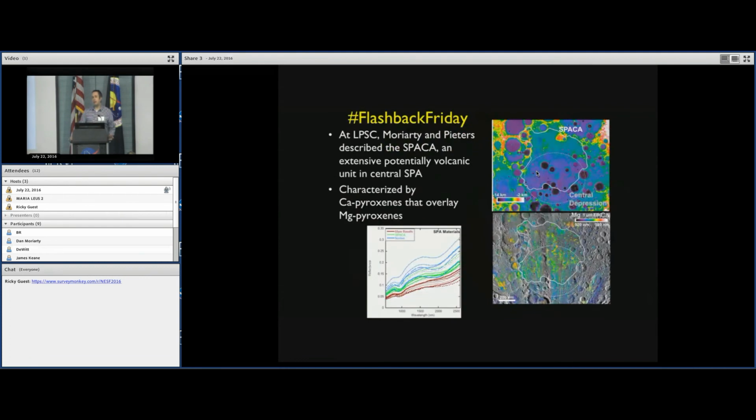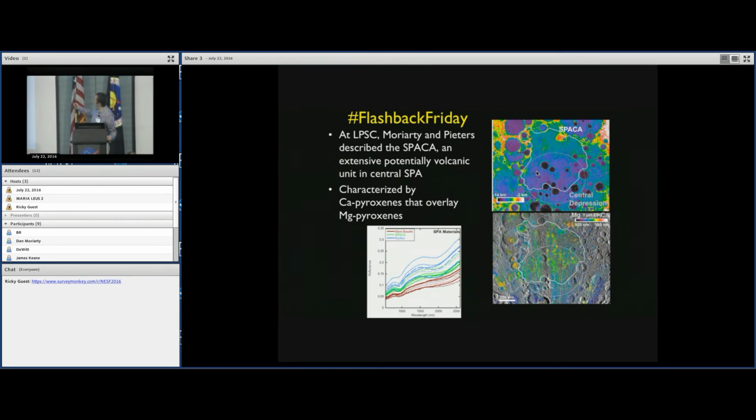It's okay. But the ultimate story here is we want to try to unravel what Dan presented at LPSC. And if you remember the session at LPSC, Dan was talking about the South Pole-Aitken composition anomaly, SPACA. And he hypothesized that the SPACA, which is a calcium-rich pyroxene within the center of the basin, slightly offset from the main topographic depression in the center of the basin.